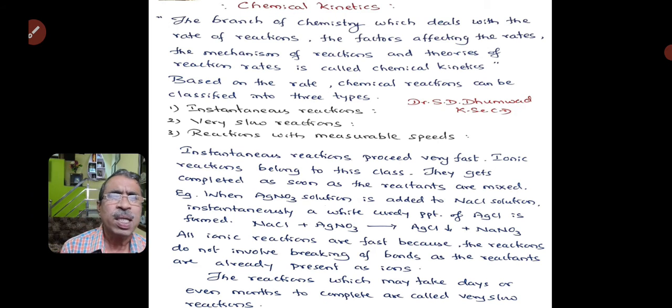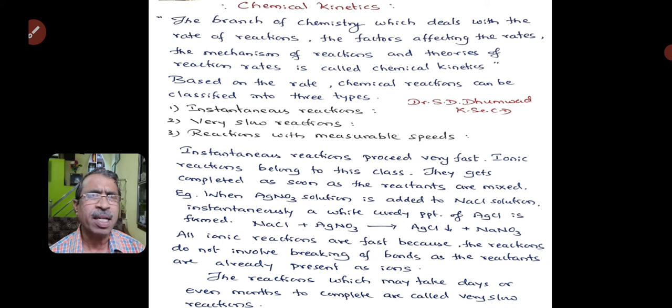Now, as I have told you, chemical reactions can be classified into three types. One is instantaneous reactions, second is very slow reactions, and the third is reactions with measurable speeds. Instantaneous reactions proceed very fast. Ionic reactions belong to this class. They get completed as soon as the reactants are mixed. Example, when silver nitrate solution is added to sodium chloride solution, instantaneously a white curdy precipitate of silver chloride is formed. So this test you will be doing in the practicals. All ionic reactions are fast because the reactions do not involve breaking of bonds, as the reactants are already present as ions.